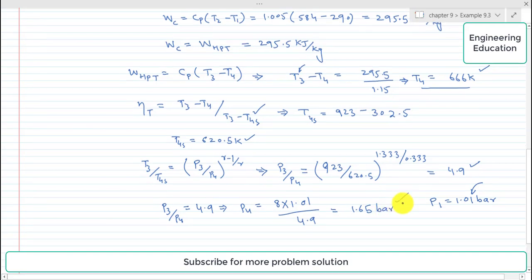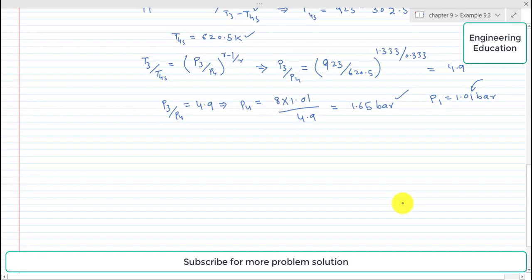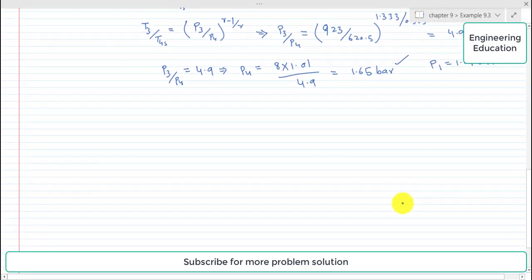Now further we can write that P4 by P5 is equal to P4 by P3. This is the pressure ratio for the high pressure turbine, into P2 by P1, because we know that from the TS diagram it is very clear that P2 is equal to P3 and P5 is equal to P1.